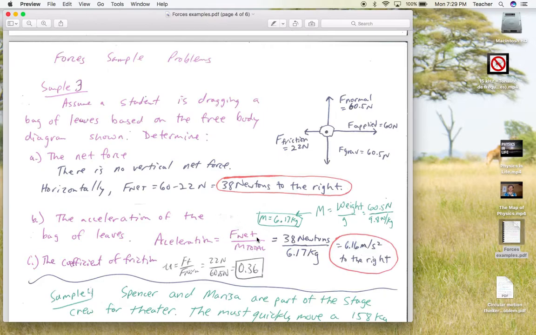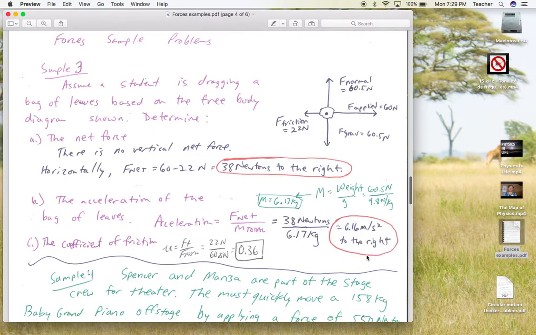And then B, the acceleration. So a equals F net over m tote. Well, the net force is 38 newtons. To find the mass, I have to take the weight of this, divide by 9.8 to get the mass. Why? Because weight equals m times g, so m is equal to weight divided by g. So that's 6.17 kilograms. That gives me 6.16 meters per second squared to the right.